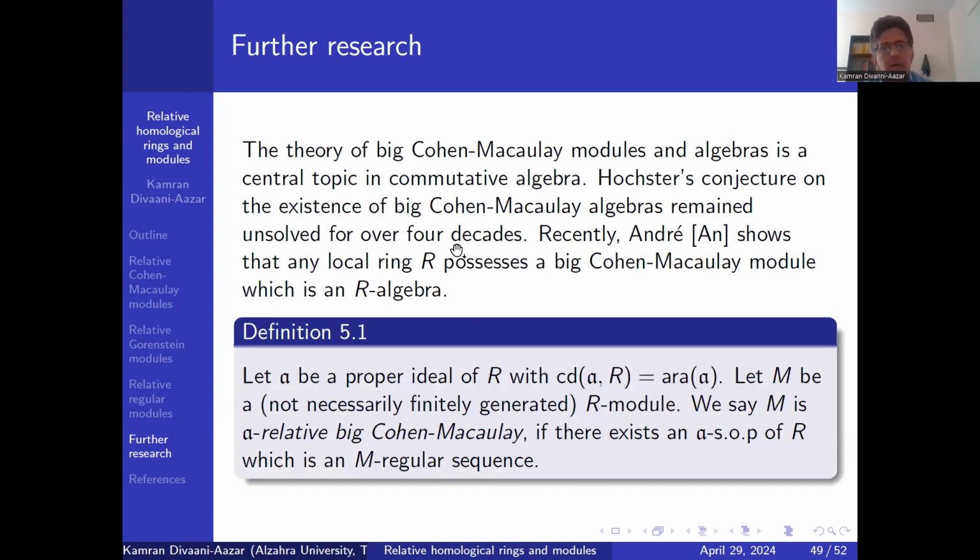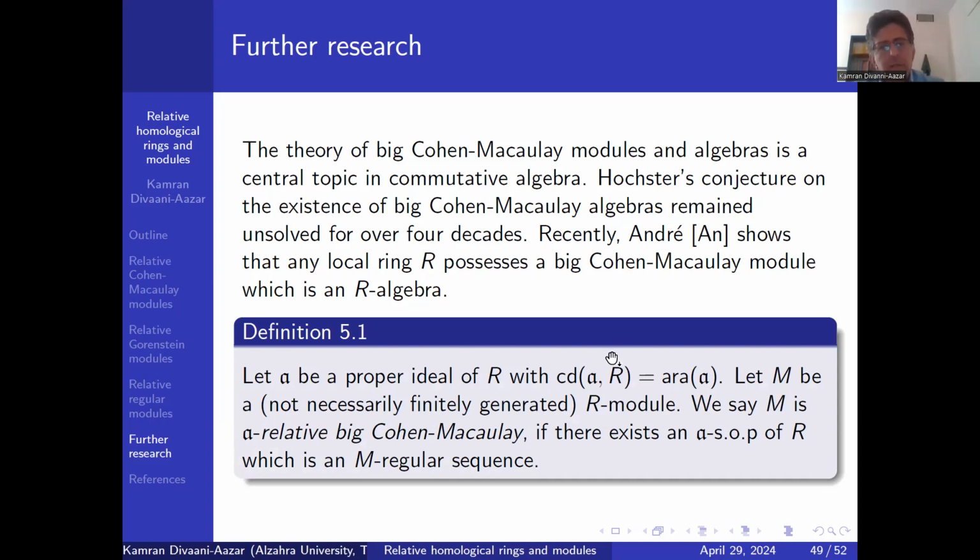The existence of big Cohen-Macaulay algebras has been a very important question for many decades, and was recently answered by André using the technique of perfectoid spaces. Here we want to propose the relative analog of Hochster's conjecture regarding the existence of Cohen-Macaulay algebras.